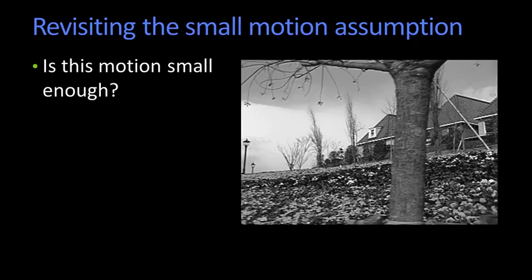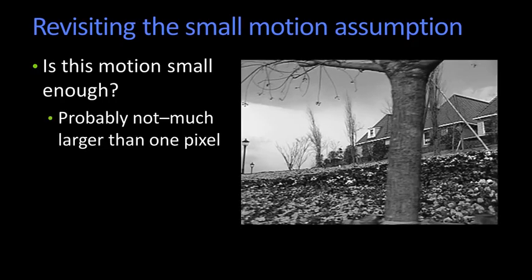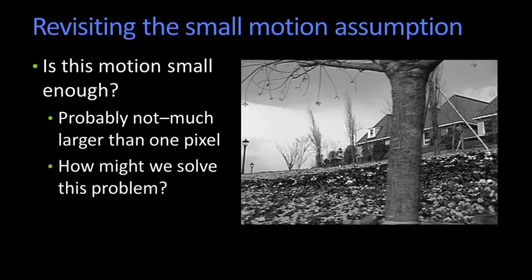Okay, so question. Do you think that this is a small enough motion to be able to run Lucas and Kanade? No, look. There's a lot more than one pixel or a small number of pixels of motion with a planar assumption between them. I'm uncovering entire trees in the background, right? So the problem is, how could we solve this? How could we eliminate this problem of large pixel motion?